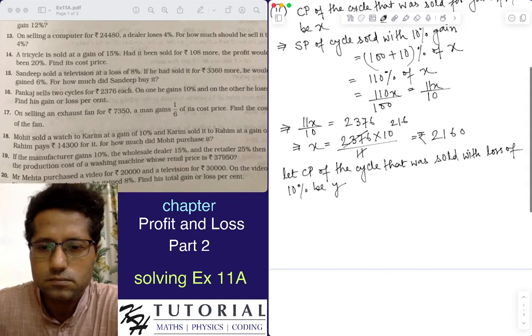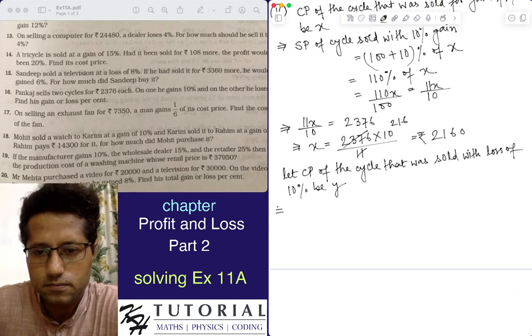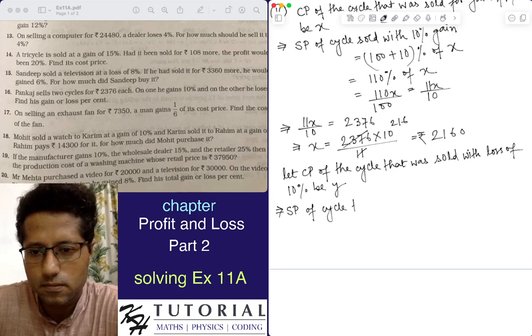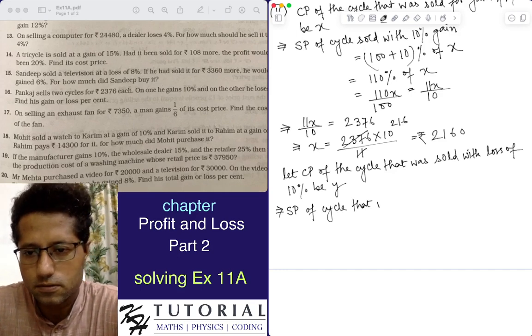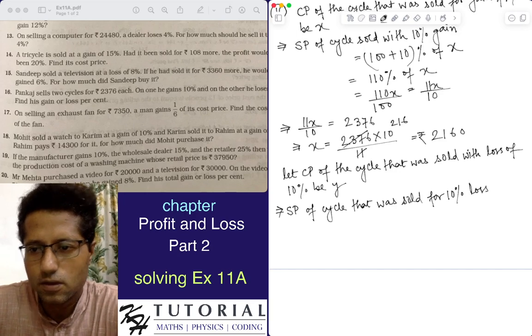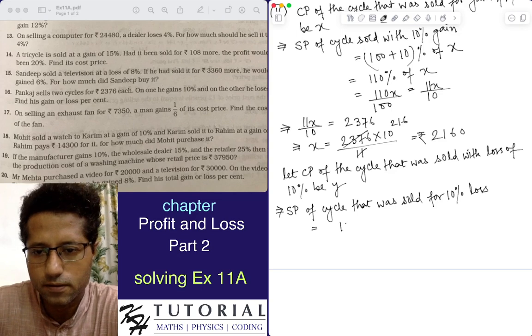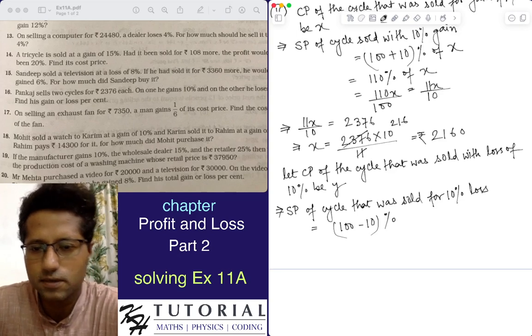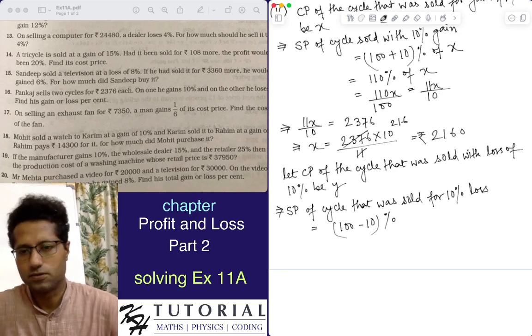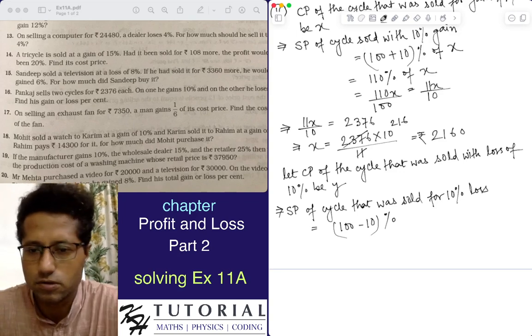Now this implies the selling price of the cycle that was sold for 10% loss should be equal to 100 minus 10%, because 10% loss means the selling price should be 10% less than the cost price.